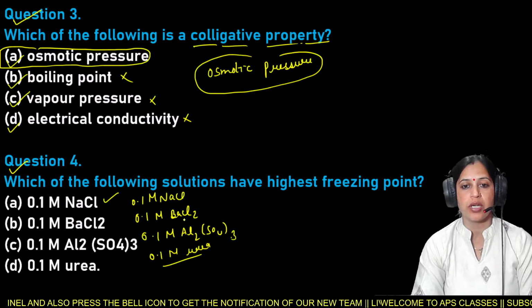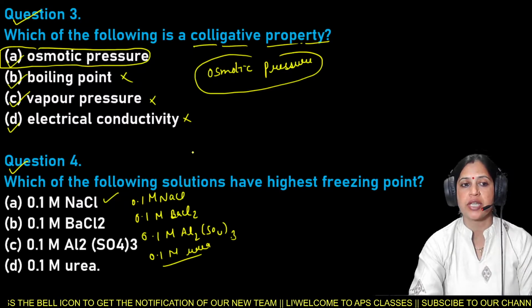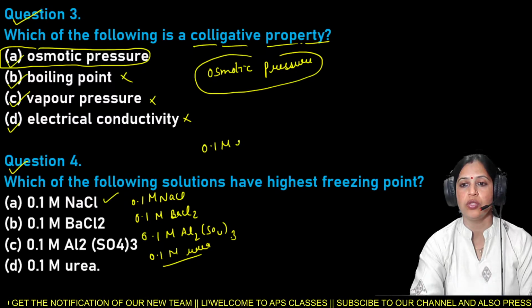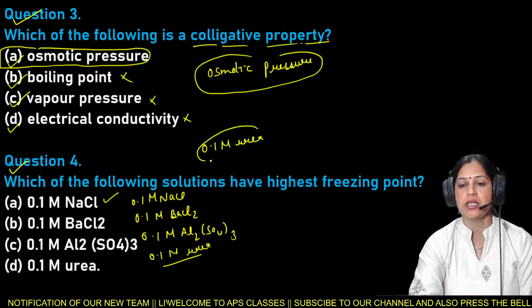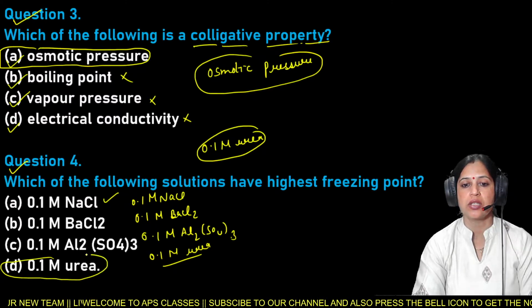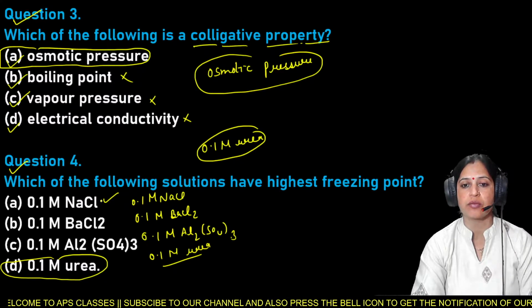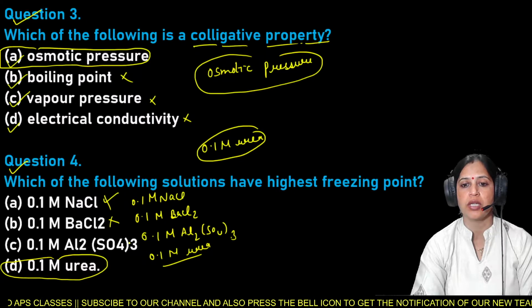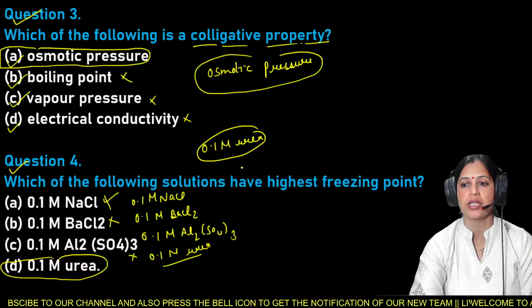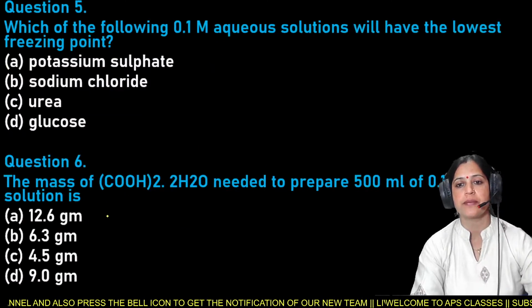Out of these solutions, the one which has the highest freezing point is 0.1 mole urea. This solution has the highest freezing point, not sodium chloride, not barium chloride, and not even aluminum sulfate. But 0.1 mole urea is the solution that has the highest freezing point. So here option D is the right answer.